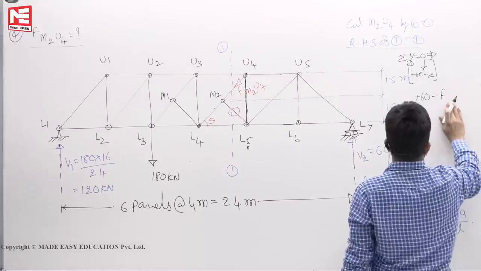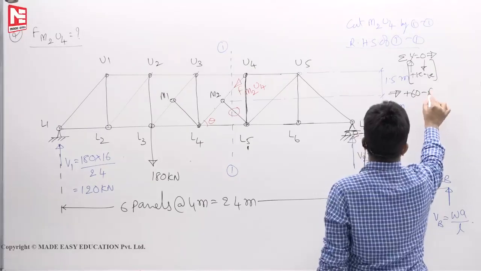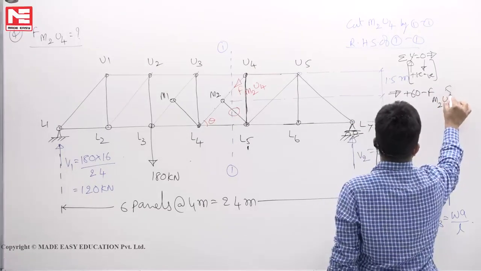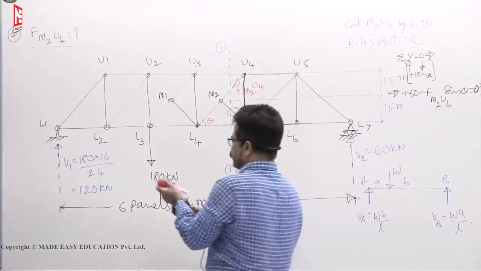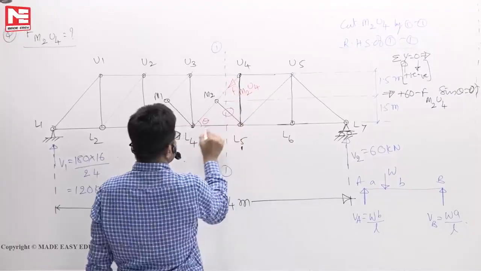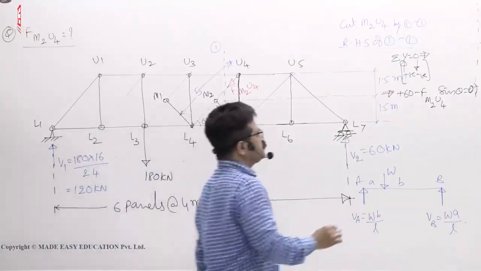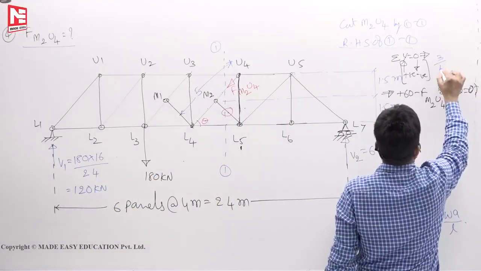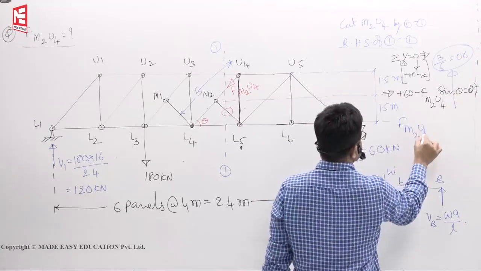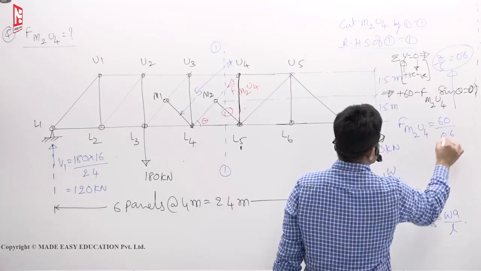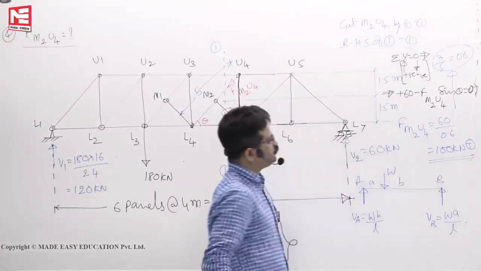I'll write here, plus 60 minus F M2U4 sine theta must be 0. What is sine theta here? This height is 3, this is 4, that means this length is 5. Sine theta is 3 by 5, which means 0.6. So F M2U4 is 60 by 0.6, 100 kilonewton. The arrow mark is away from the joint, so it is tension.